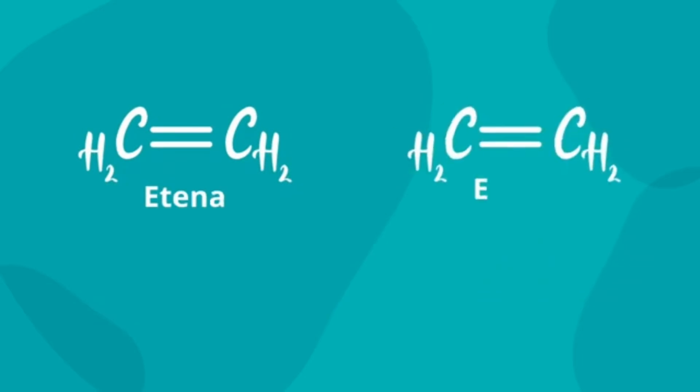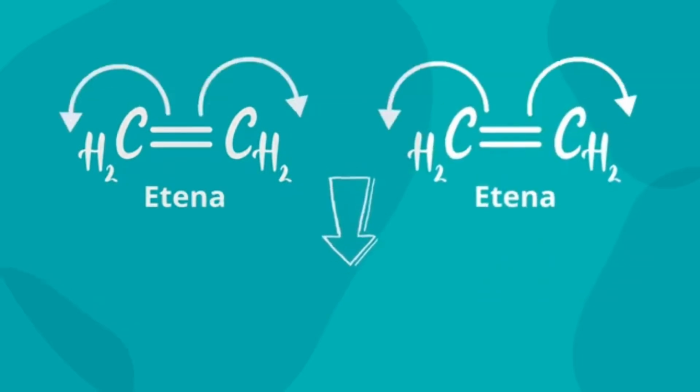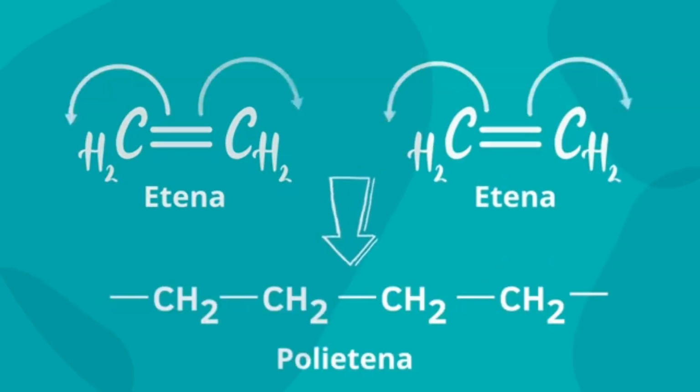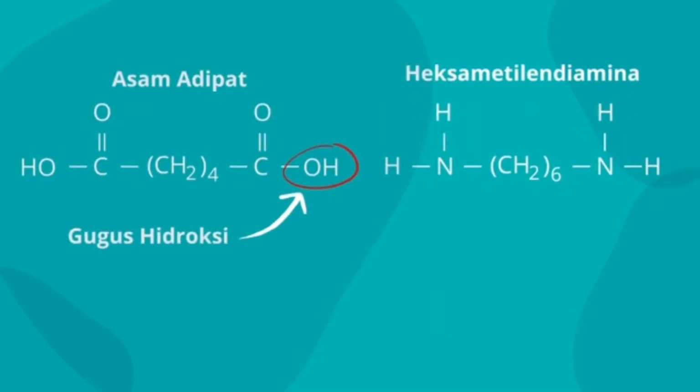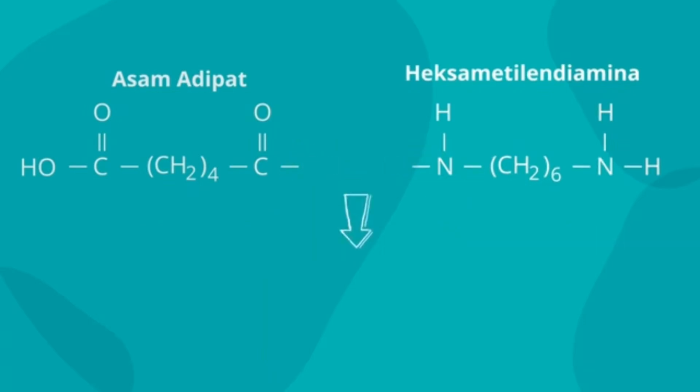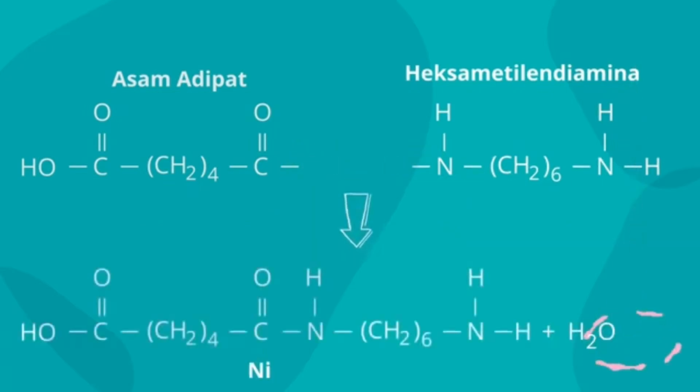Addition polymerization occurs in monomers that have double bonds. Condensation polymerization occurs in monomers that have at least two active groups such as hydroxy groups and amine groups. In this reaction, the monomers bind to each other by releasing small molecules such as H2O and CH3OH.